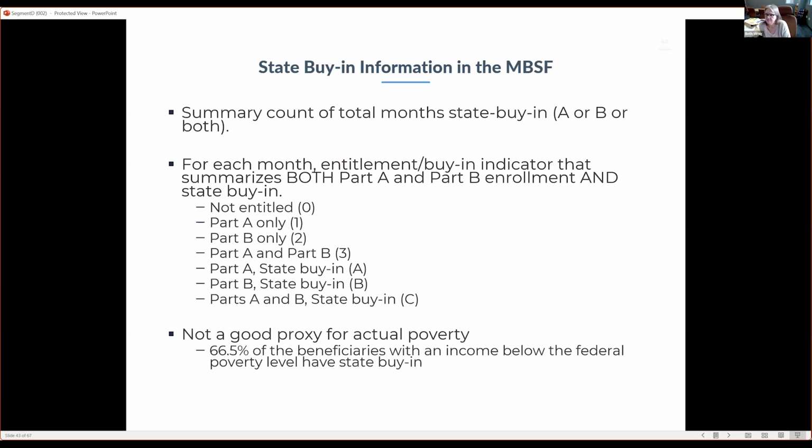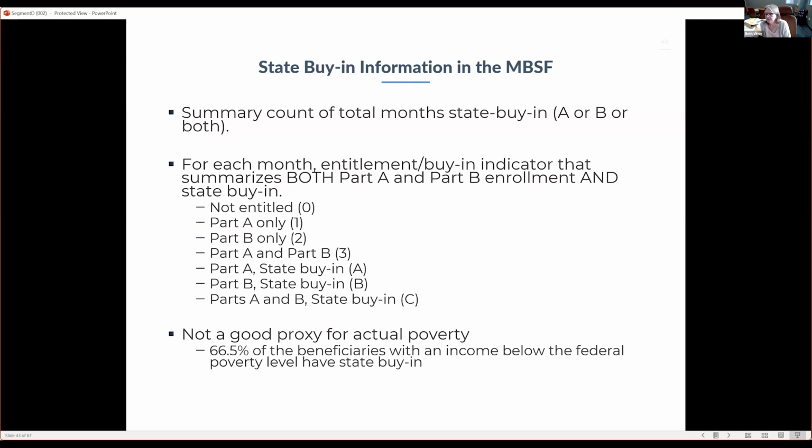There's also buy-in information on a monthly basis. For each month, there's an indicator: not entitled, Part A entitled, Part B entitled, Part A plus B entitled, Part A state buy-in, Part B state buy-in, Parts A plus B state buy-in. This is an indicator of what is to be billed to the states. Okay, this is about premiums.